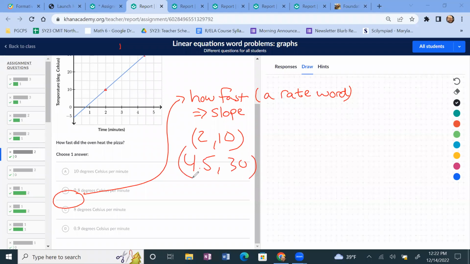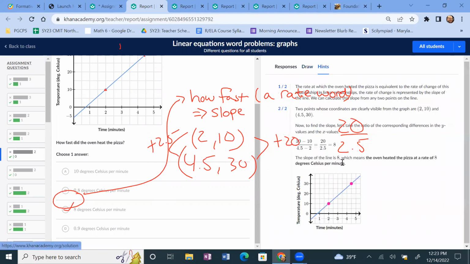And let me show you my slope shortcut. Find the change here, and that would be plus 20. Find the change here, plus 2.5. So my slope is 20 over 2.5. Which is, what is 20 divided by 2.5? Is that 8? Something like 8, right? Let's see. Was it 8? Yeah, okay. So that's the slope one.